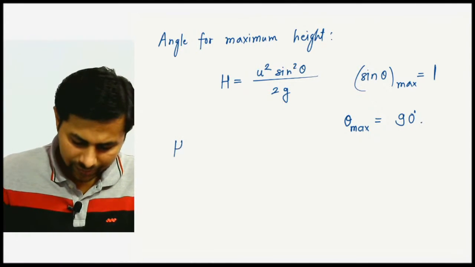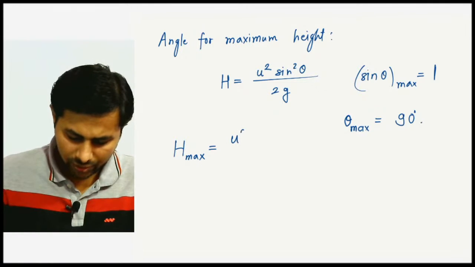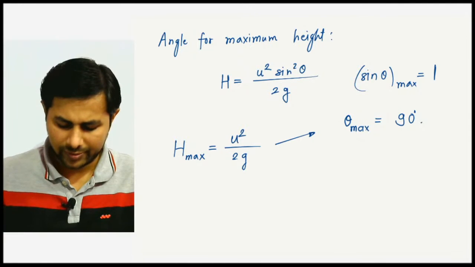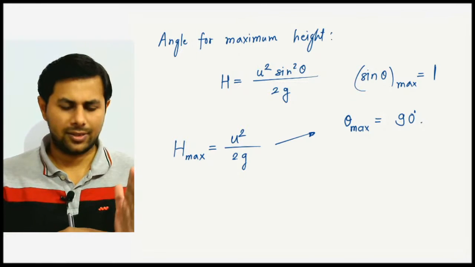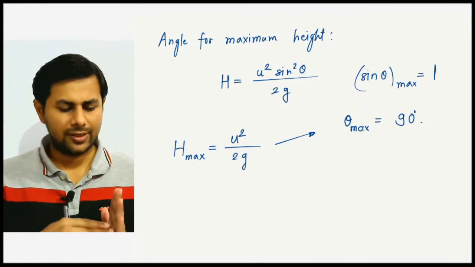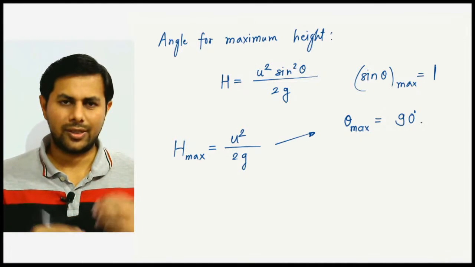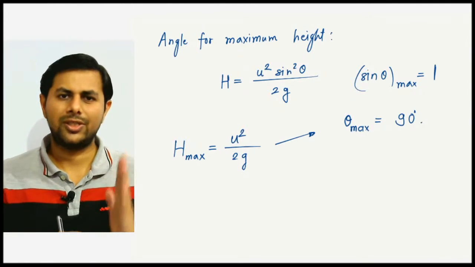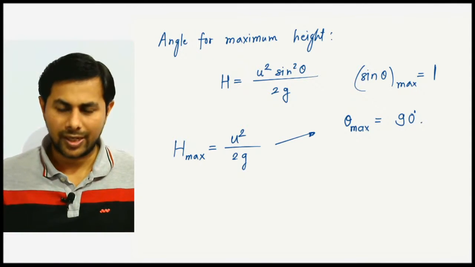So we get h max equals u squared divided by 2g, and the angle at which this projectile should be projected with respect to the ground is 90 degrees. That means the projectile should be projected straight upwards. So it shouldn't have any velocity component in the x direction. All the velocity should be in the y direction. So this is the angle corresponding to the maximum height.